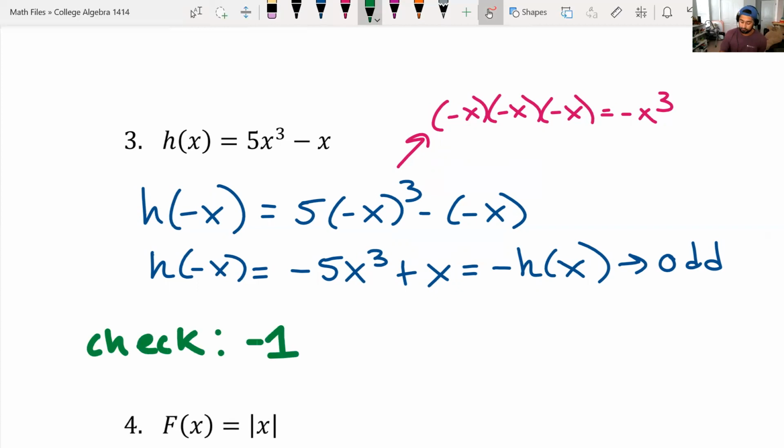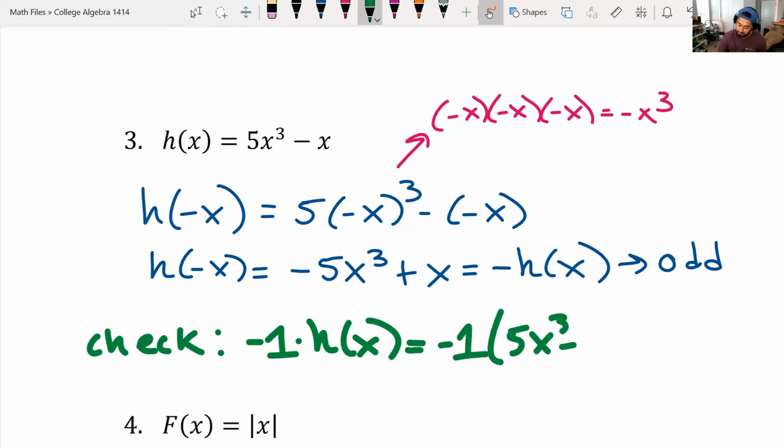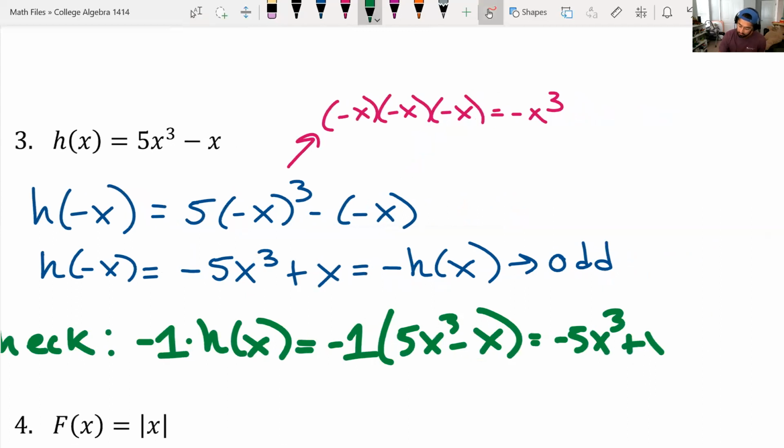Take negative 1 and multiply it by your original function. Well, basically what the definition says, right? And I'll have negative 1 times 5x cubed minus x. And that'll give me negative 5x cubed plus x. Does this look like that? And it definitely does. So that is one way to check if it's really odd, if you're second guessing yourself.